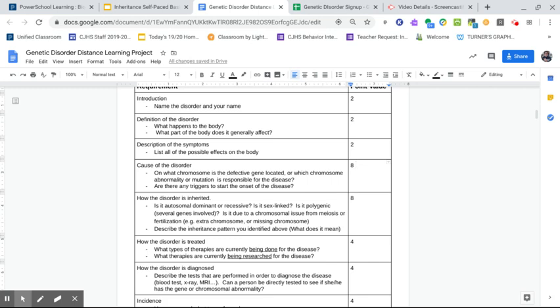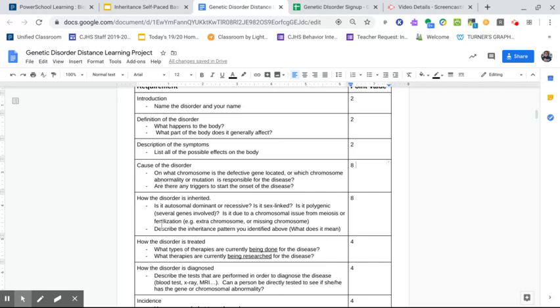Also, is there anything that triggers the onset of this disease? It could be an environmental trigger. It could be some other kind of gene that's responsible for triggering it. It could be hormones at the onset of puberty. So what could start the onset of the disease? Okay, and so here we're looking at the chromosomal, the molecular level, the molecular biology of it.